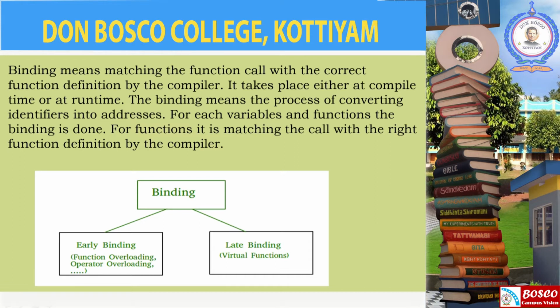And this binding is of two types: early binding and late binding. Early binding is also known as static binding, and late binding is also known as dynamic binding. And early binding is known as the compile time polymorphism, and late binding is known as runtime polymorphism.